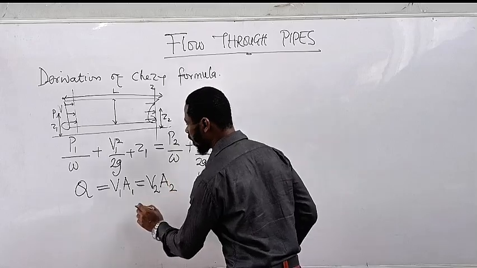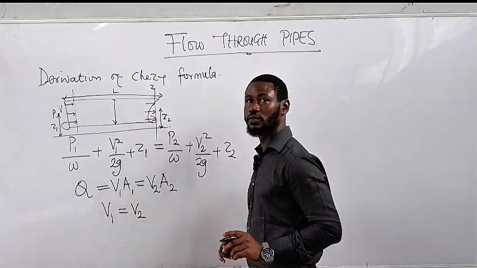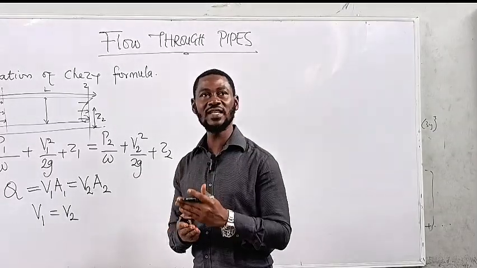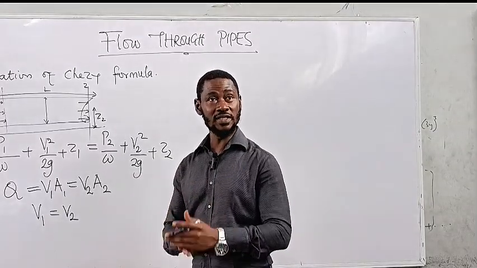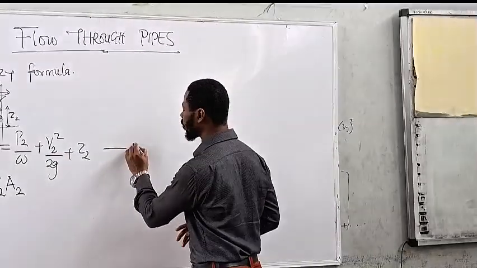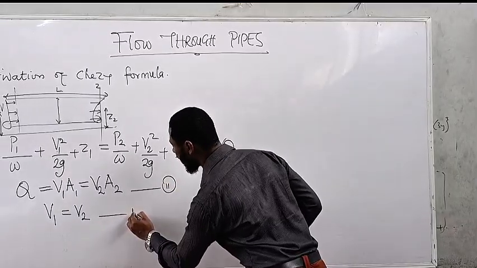So we are left with what? V1 equals V2. Are we together? Which means wherever we set our eyes, V1 is the same thing as V2. So this equation, let's name it equation 1. Then here we have equation 2. And here we have what?